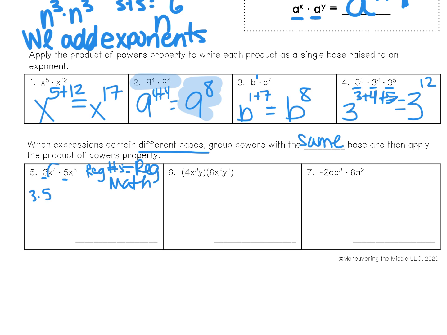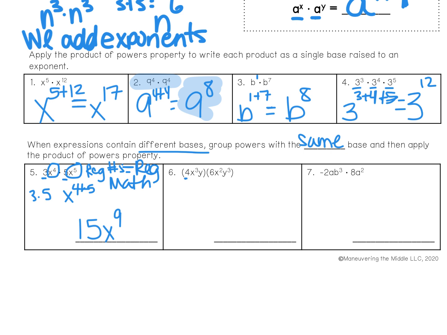And then I have bases of x's. So I have x to the 4 plus 5. 3 times 5 is 15. X to the 9. So if your numbers are different, you're just doing regular math. We're only doing this addition when the bases are the same.